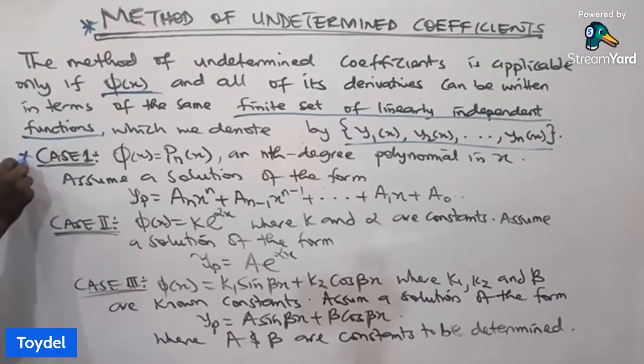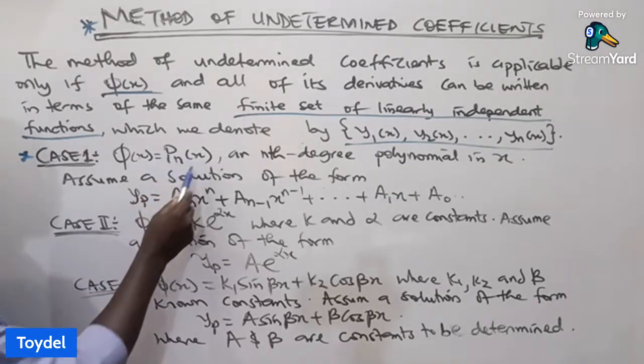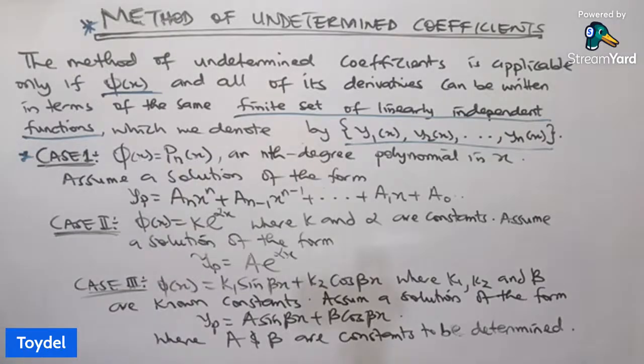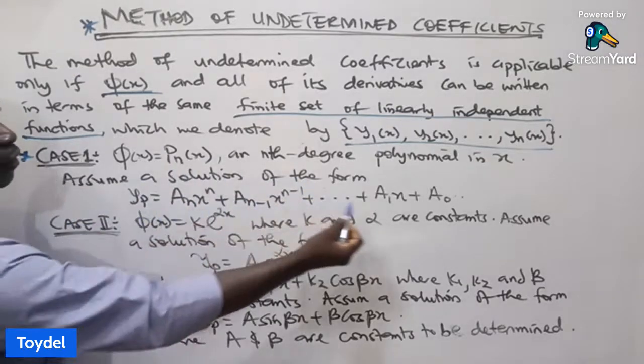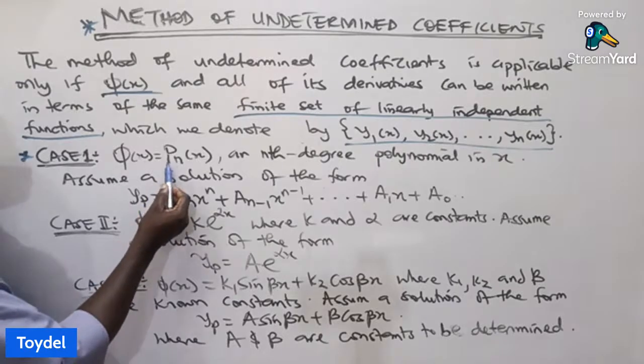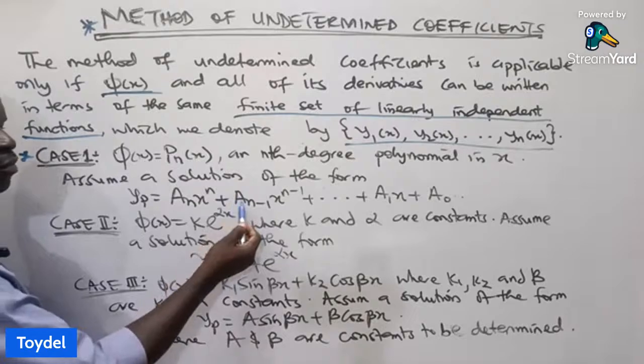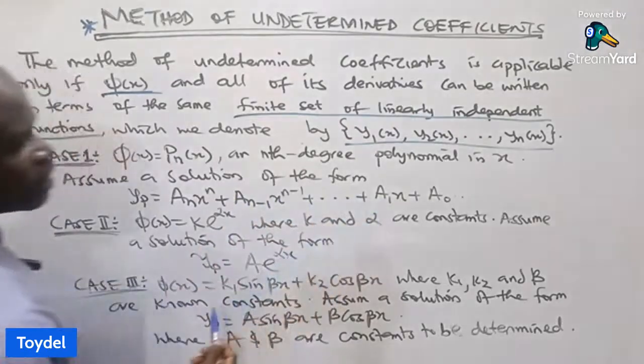Case one: if the right-hand side, phi of x, is in the form of a polynomial p subscript n of x, that is, an nth degree polynomial in x, we assume a solution of this form. So if y of p is, say, of degree 2, then we have a x squared plus b x plus a constant.